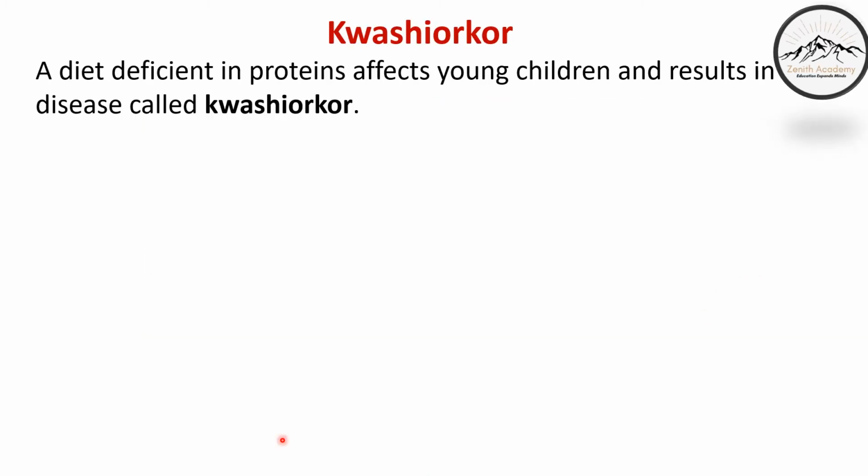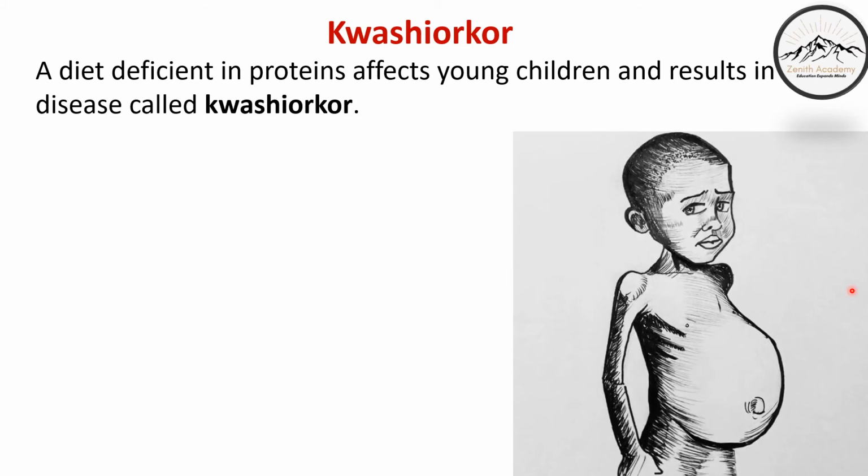The next disease is Kwashiorkor. The diet deficient in proteins affects young children and results in a disease called Kwashiorkor. Can you see this? Here he is so thin. Can you see the limbs? Even the ribs are visible. But here you see retention of water. The abdomen part is swollen.